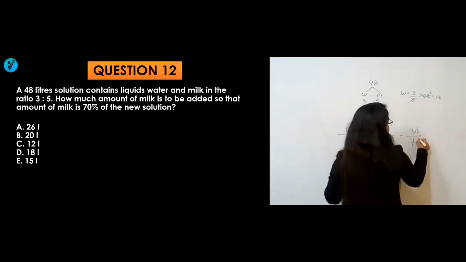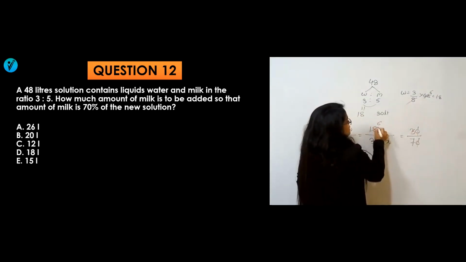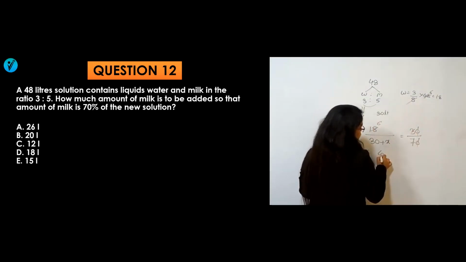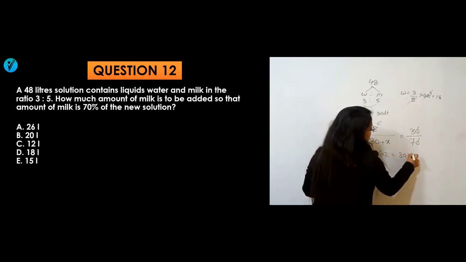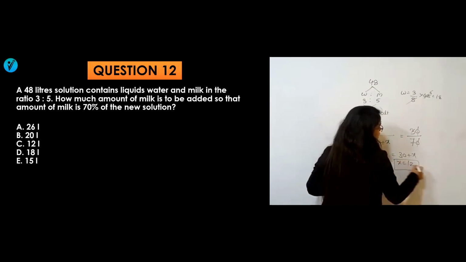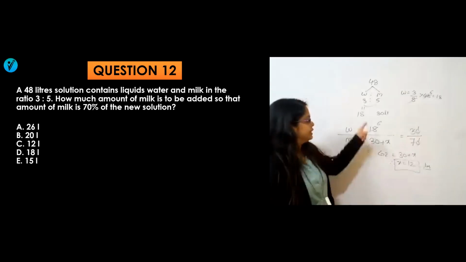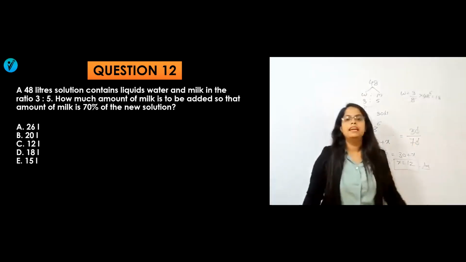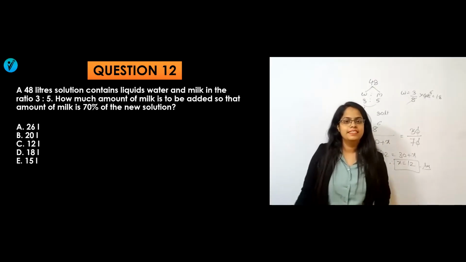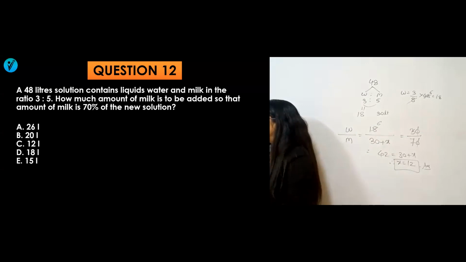So how will you add it? 0 cancel, 3 1s are, 3 6s are. So 6 into 7, 42 is equal to 30 plus x. So x will be equal to 42 minus 30, which means 12. If you add 12, it will become 42. So 18 by 42, the ratio will be 3 by 7. That's it. Easier. Now let's go for the next question.